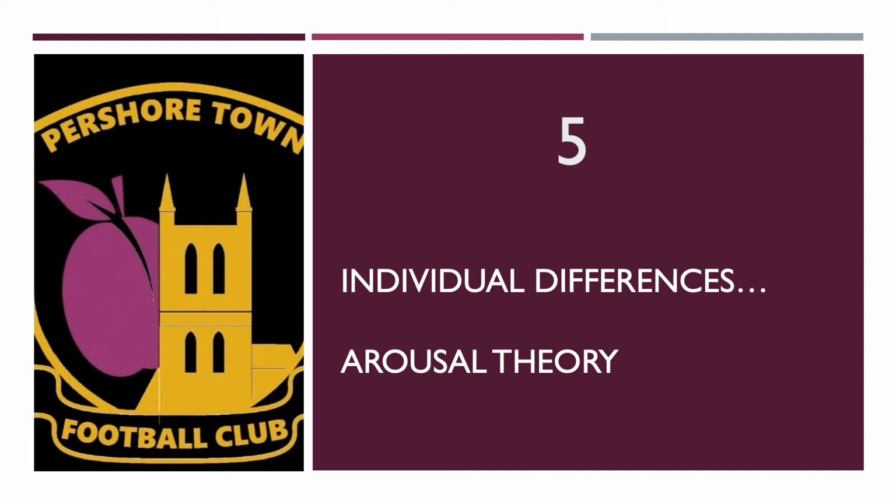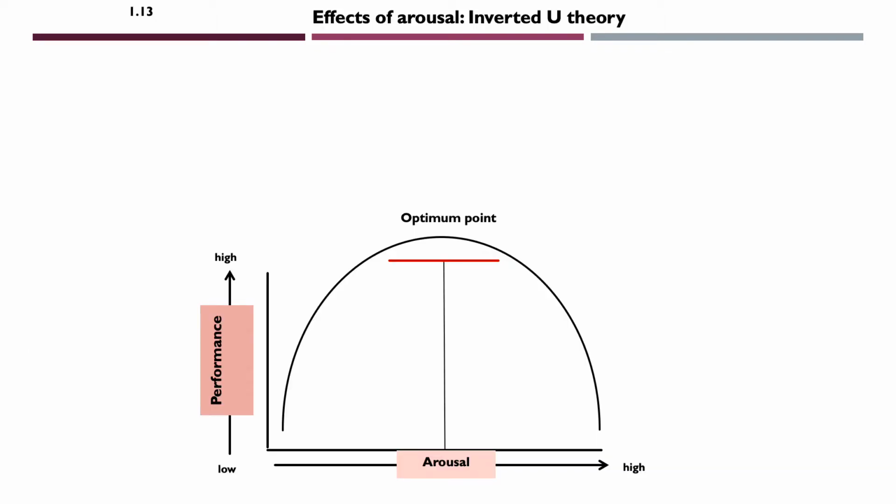So arousal theory is a fairly straightforward concept, best represented by the inverted U theory of arousal. On the y-axis on the left-hand side, we have performance from low to high, and on the x-axis down at the bottom, we have arousal level, psychological arousal. Other words could be stress, anxiety, preparedness for the game, going from low all the way up to high.